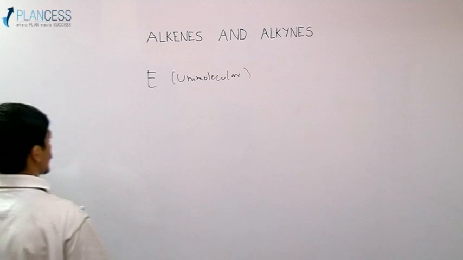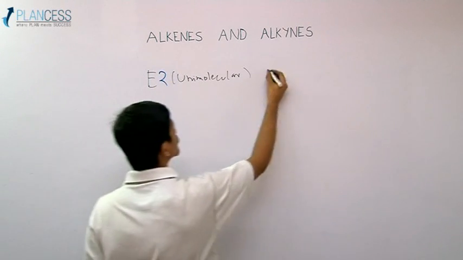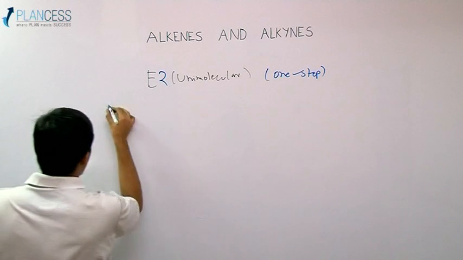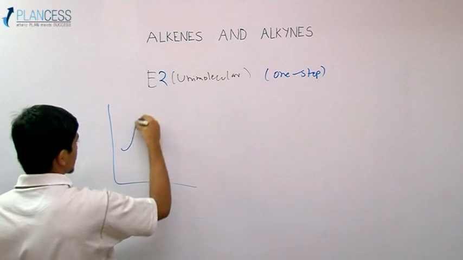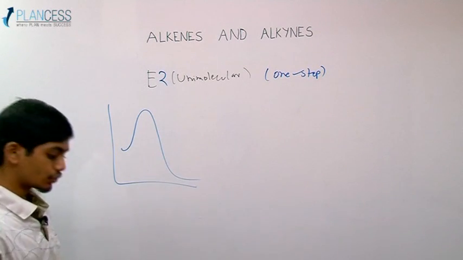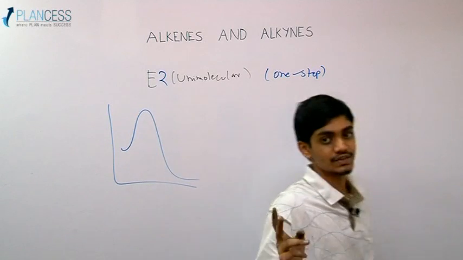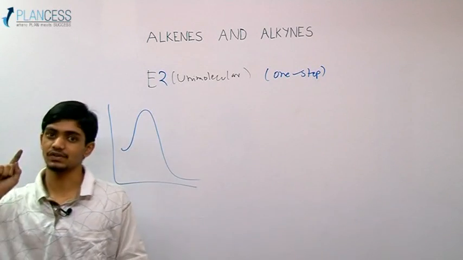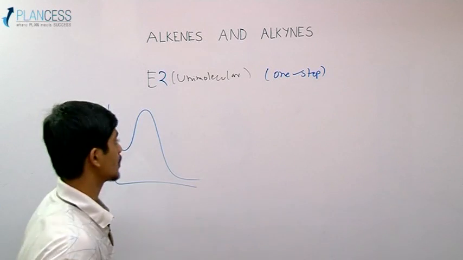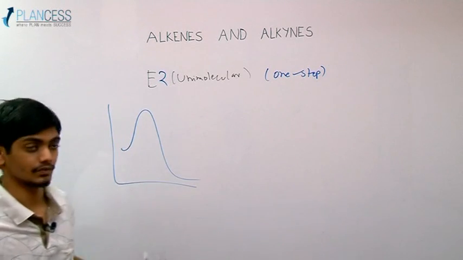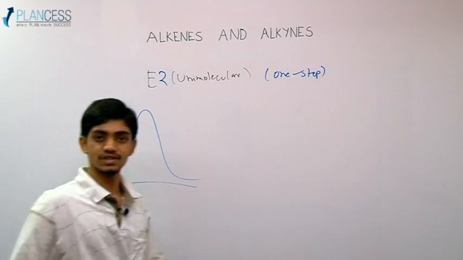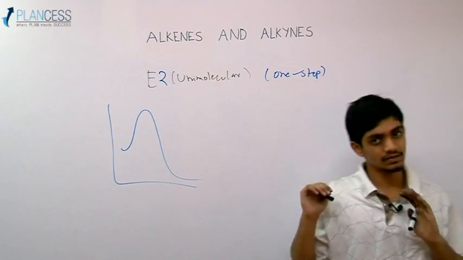So it is a one-step E2 reaction. That is, you have only something like this. You don't have two peaks, you don't have two transition states. It is a single-step reaction, and hence there will be only one transition state. And there is no intermediate produced, directly reactant, product and the transition state. There are no intermediates in this case.